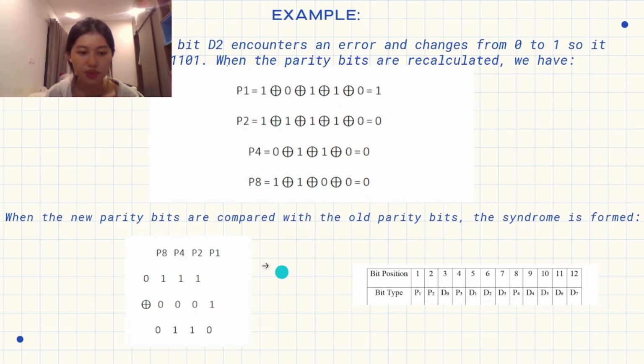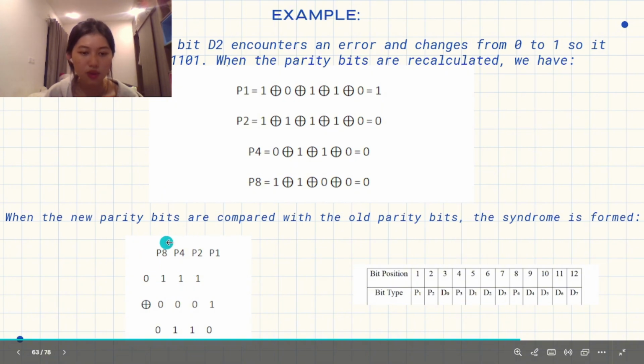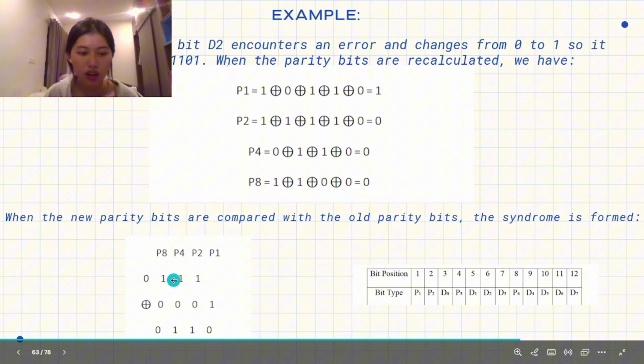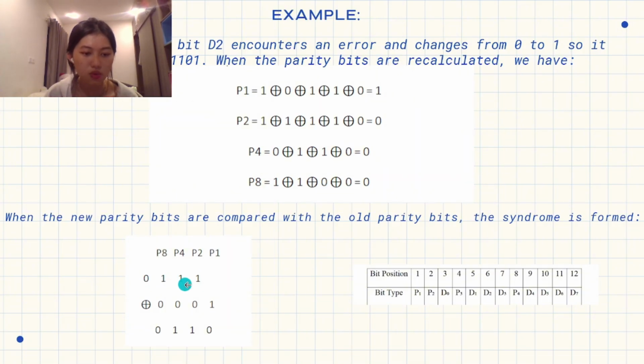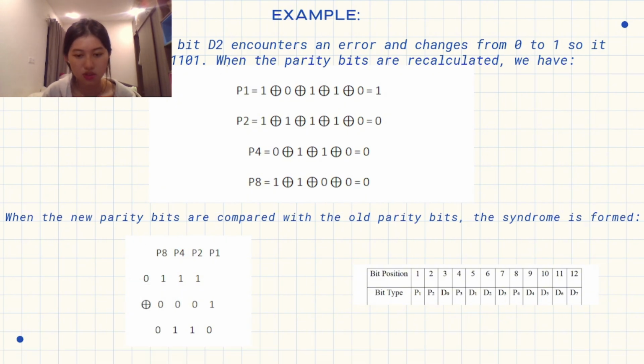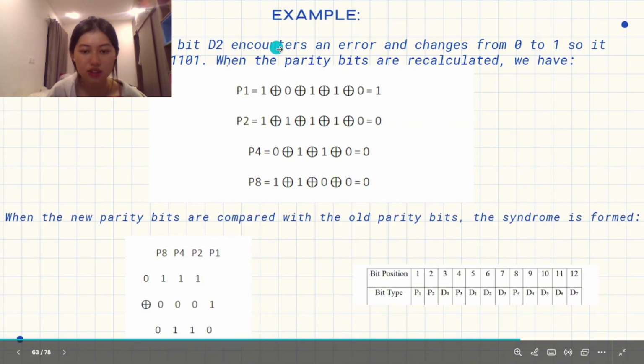So the syndrome happens at the next step, where we XOR the old parity bits with the new parity bits. The old parity bits are the parity from the data before transmission, and the new parity bits are from the data after transmission. So before transmission, the parity bits are 0111, and they are XORed with the new parity bits, 0001. So the result is 0110, which is bit number 6, which is D2, like I said here.